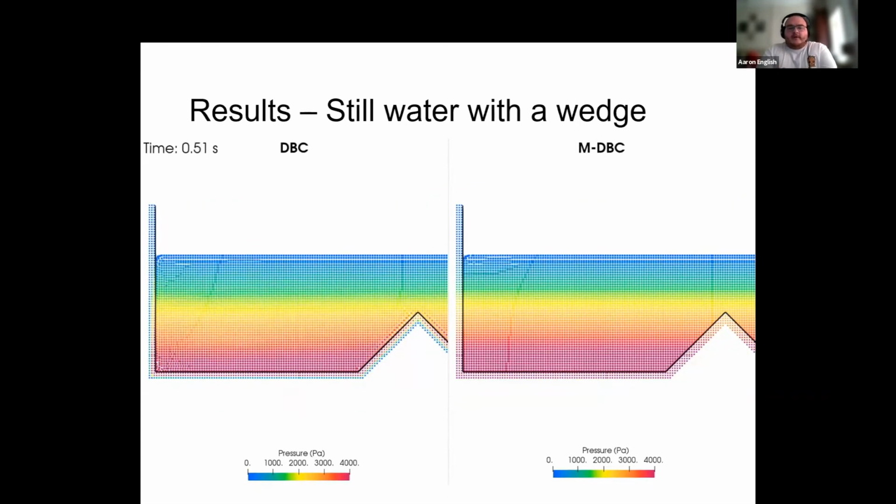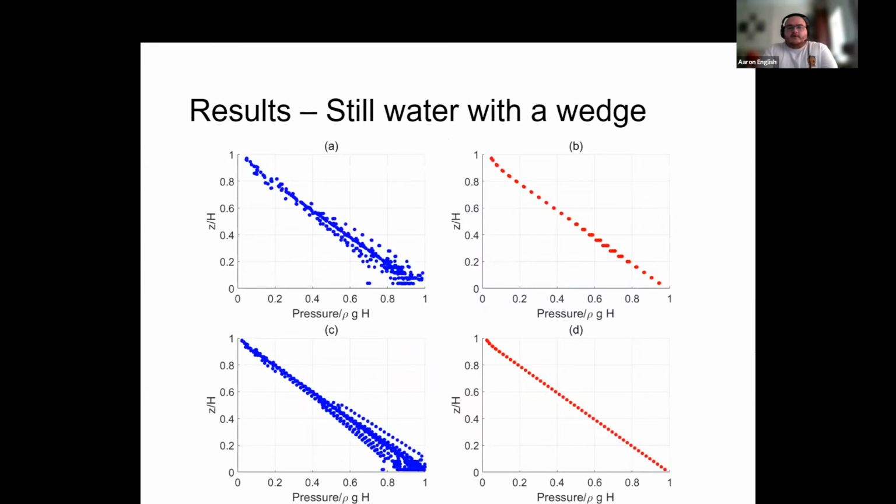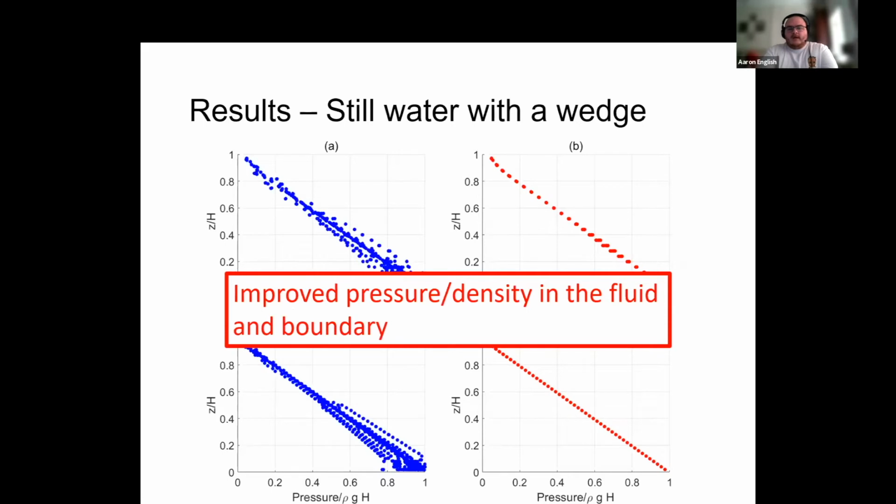If we now zoom in on the boundary itself, you can see we've got a much smoother density or pressure colouring through the boundary particles, and again, the fluid particles aren't moving around quite as much. If we now plot the pressure against the depth, so this is normalized pressure against normalized depth, the red dots are mDBC and the blue dots are DBC for each of the particle spacings. I think we can quite clearly see that mDBC improves how noisy the pressure field is. It gives a much better approximation of the hydrostatic pressure through the depth. And so I think this shows we can improve the pressure and density in the fluid and in the boundary.